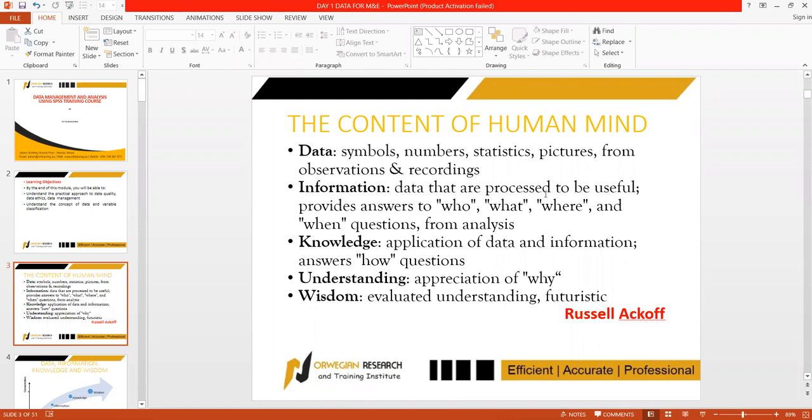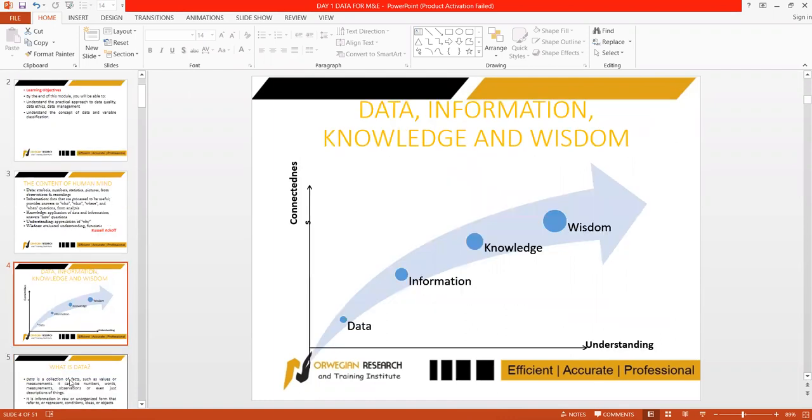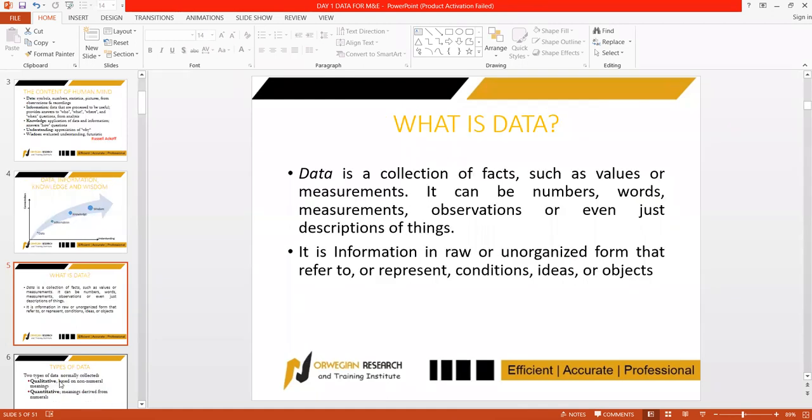Now the forecast we are going to make will be more accurate when we rely on scientific data that we have already collected. So the journey of what is in the human mind starts with data at the lowest level, which is the simple representation, the visuals, the numbers, the statistics and the pictures. Then we move to information, then we go to knowledge, and that is what generates the acquisition of what we call wisdom.